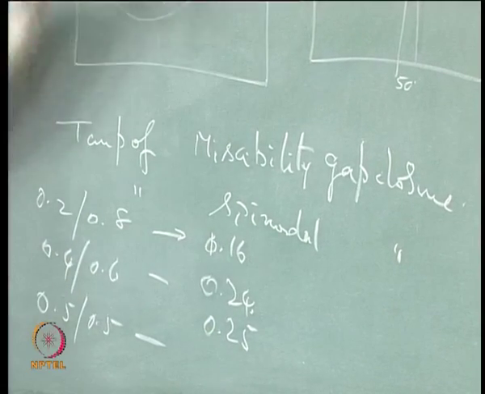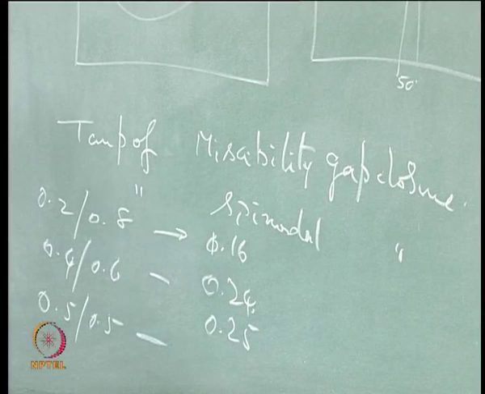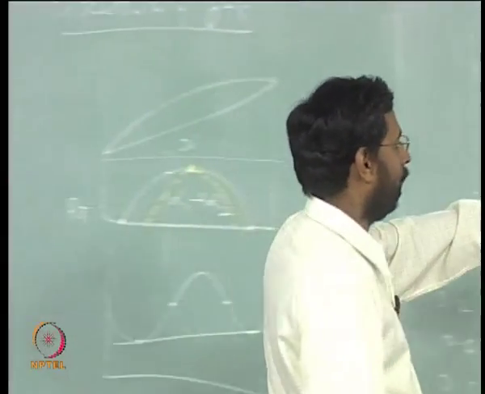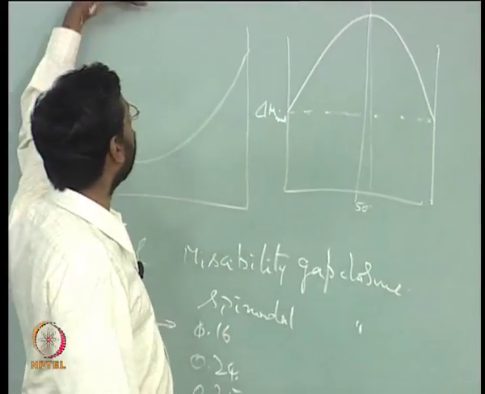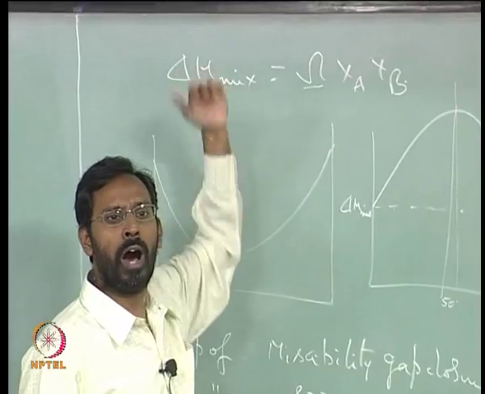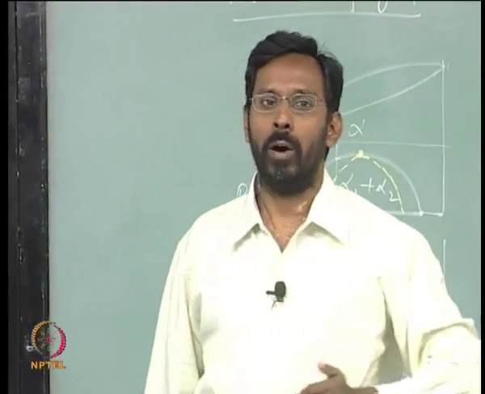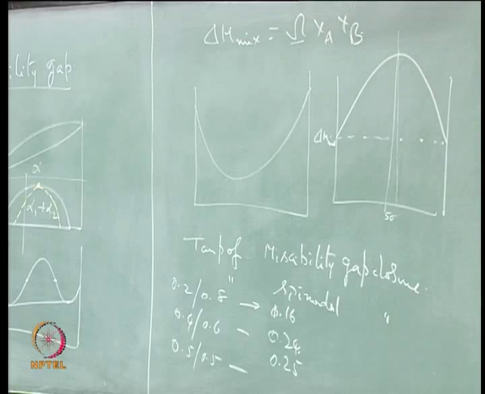So that is why the maximum or minimum value of delta H mixing, depending on whether omega is positive or negative, is only at 50-50. At 50-50, the delta H mixing will either go to a maximum or a minimum, depending on whether omega is positive or negative. When does it not go to a maximum or minimum?